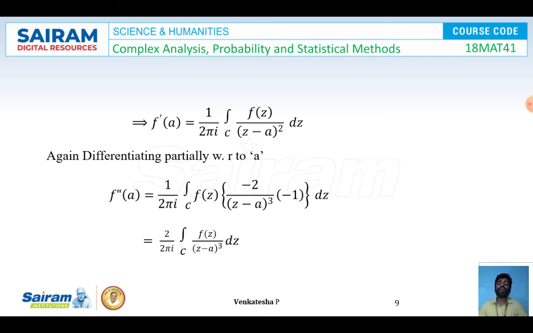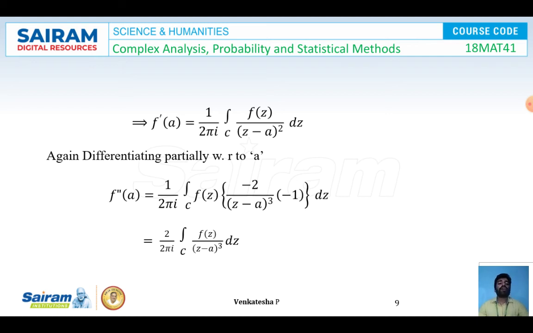So it will become 2 by 2 pi i integral over the region C f of z by z minus a whole cube into dz, or we can rewrite this equation as f double dash of a is equal to 2 factorial by 2 pi i integral over the region C f of z by z minus a whole power 2 plus 1 into dz. I'm just converting the entire equation in terms of two terms.